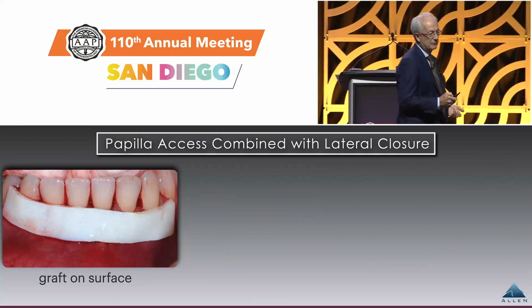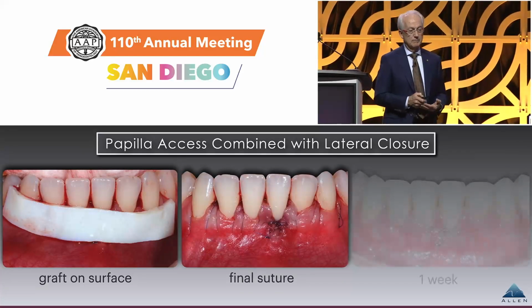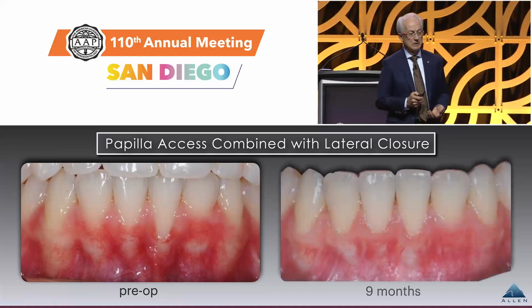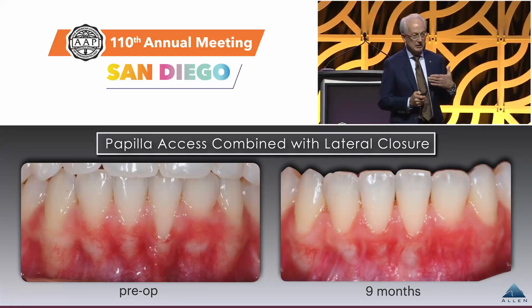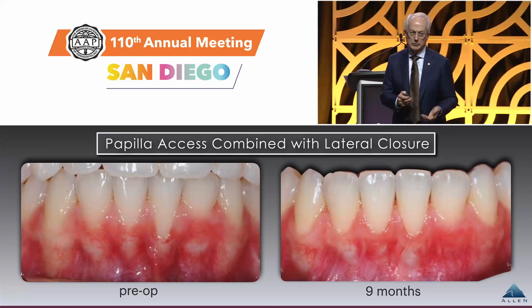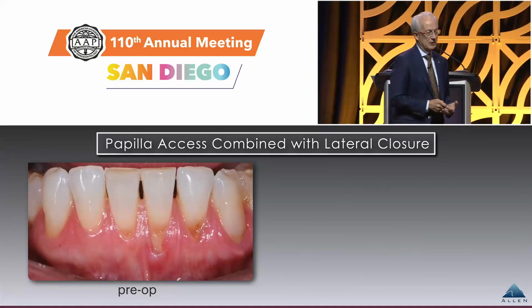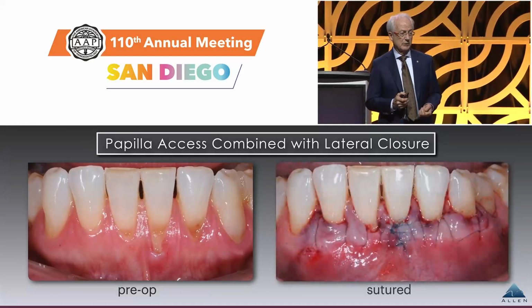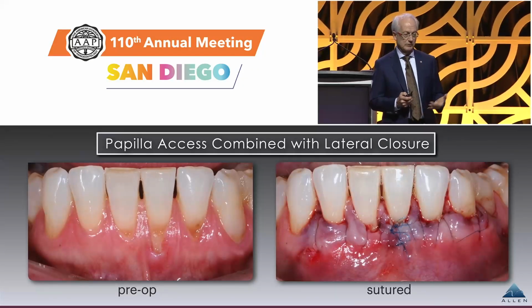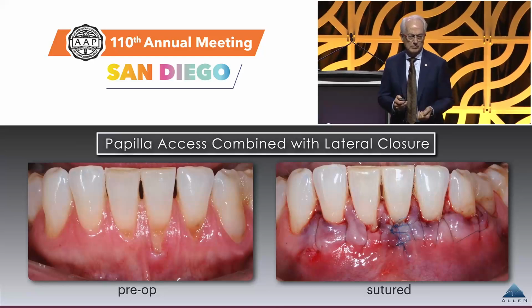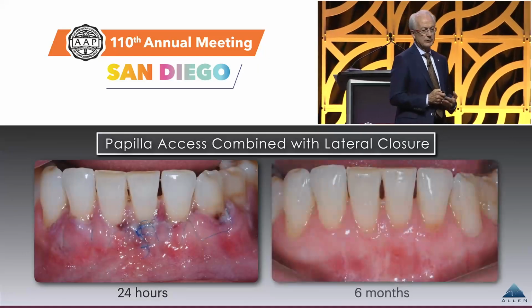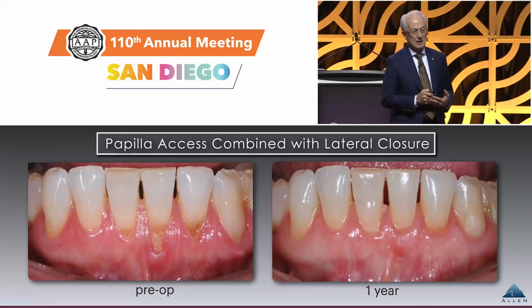And then you see a graft on the surface, sutured, and 1 week, and pre-op, and 9 months. And you can again see less prominence of the roots, so you know there's a graft under that surface. And then a more recent case with pretty significant recession on one central and a little bit on the others, borderline class 3. There's a restoration problem here that I'm not going to go into. Sutured, and 24 hours, 6 months, and 1 year.